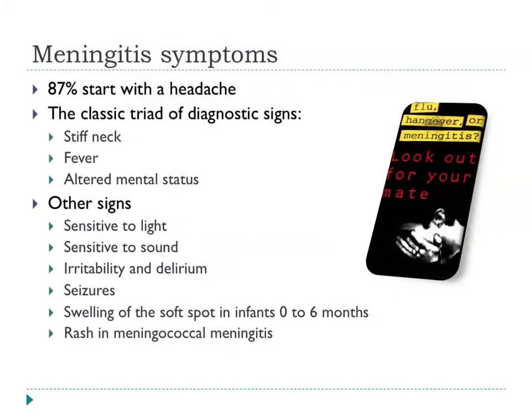So when we look at meningitis, what do we see? Well, almost all of them, 87% at least, start with a headache. And then there's this classic triad of diagnostic signs: a stiff neck, a fever, and altered mental status. So the person starts to become drowsy and confused.